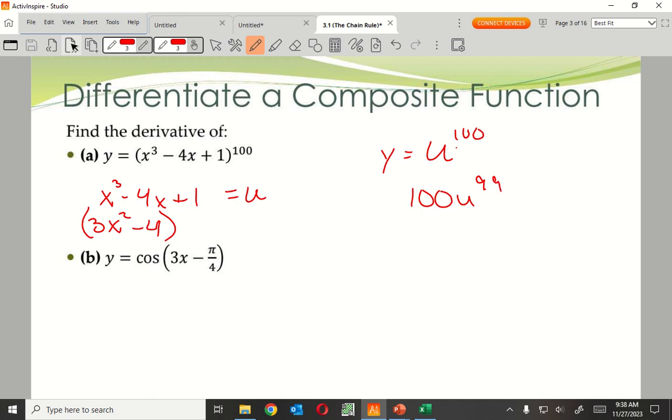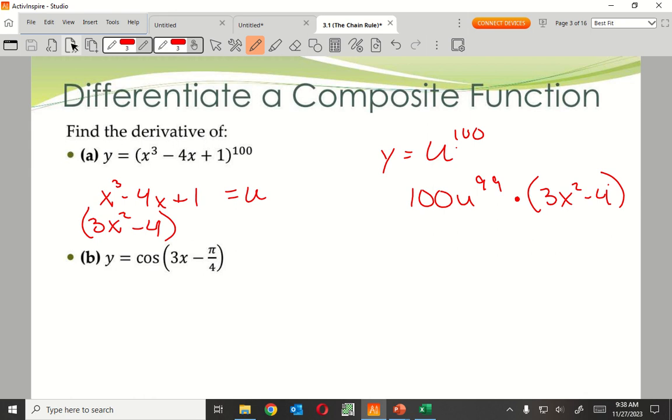And now with chain rule, I have everything, all my parts right here. So now it's going to be this times the derivative of the inside, which was right here, 3x squared minus 4. Yes? Okay. And now put back the u. Define that. Put it back in.